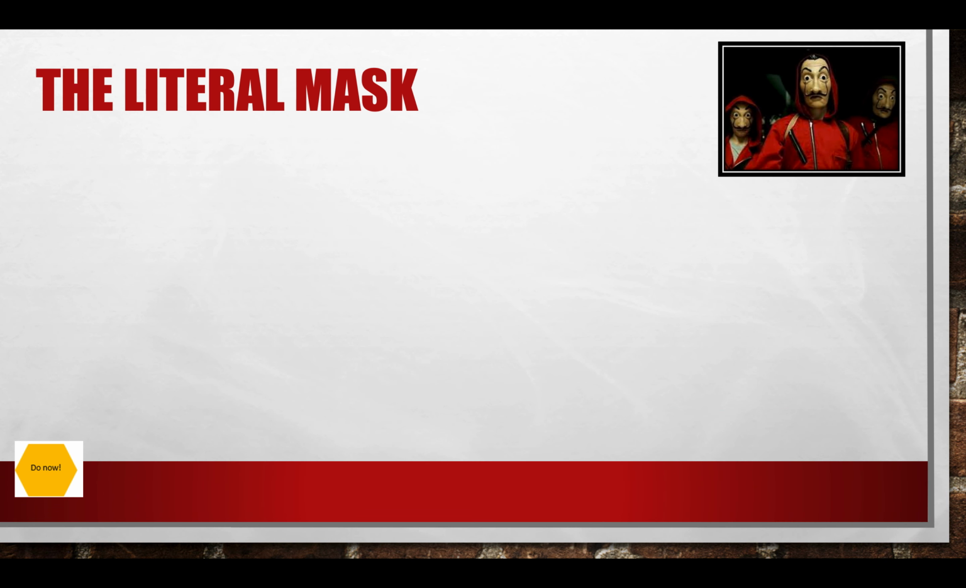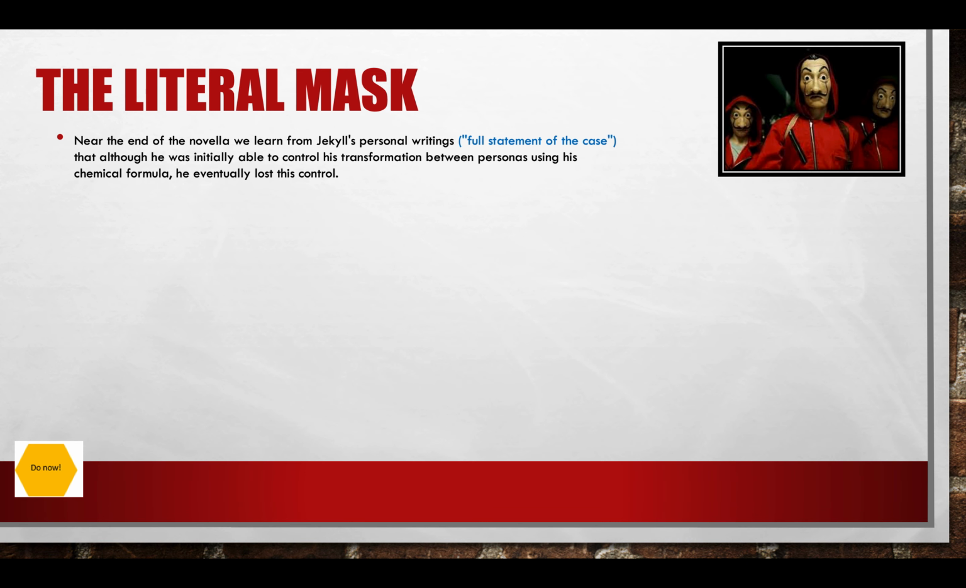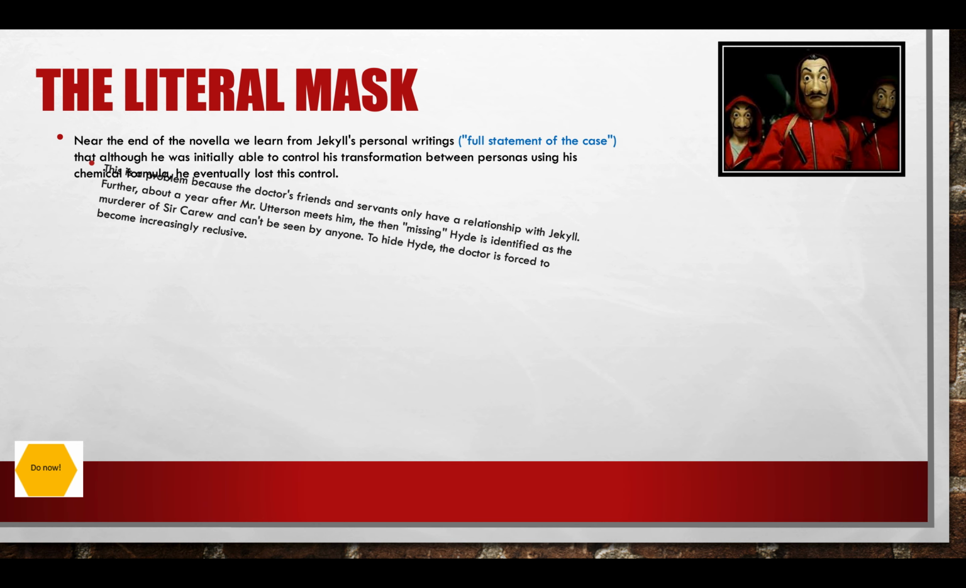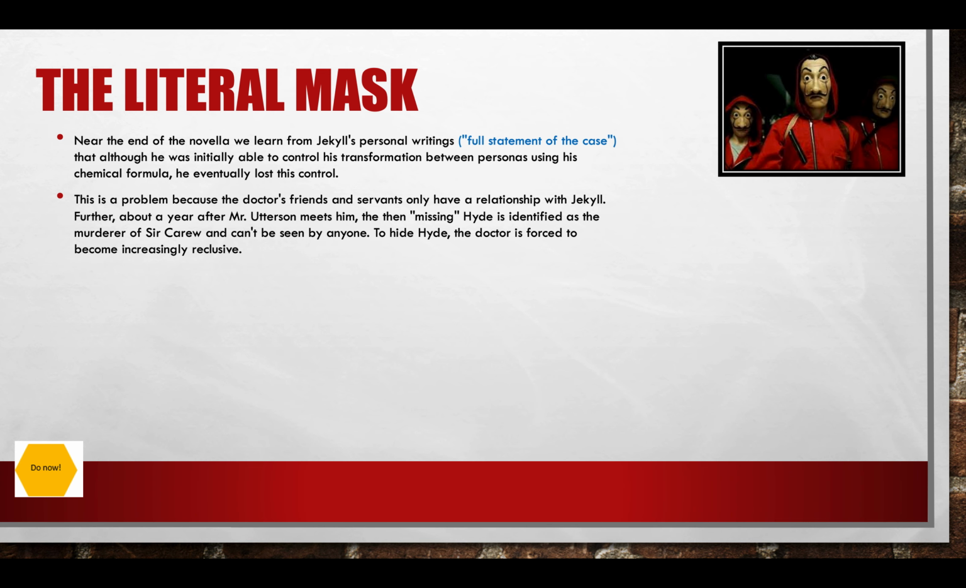So let's start with the literal mask. Near the end of the text, we learn from Dr. Jekyll's personal writings, the full statement of the case, that although he was initially able to control his transformation between personas using his chemical formula, he eventually lost control. He found that he would involuntarily change from Jekyll into Hyde after an arbitrary period of time, or during his sleep without taking the formula.